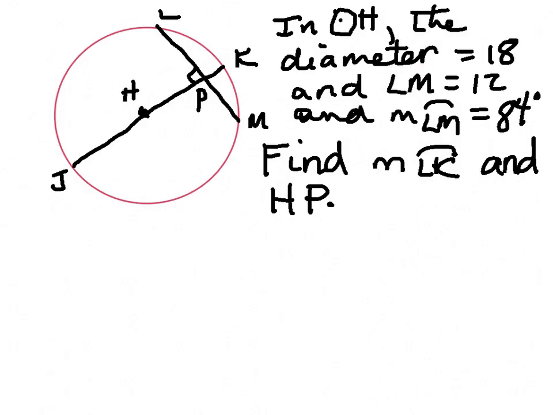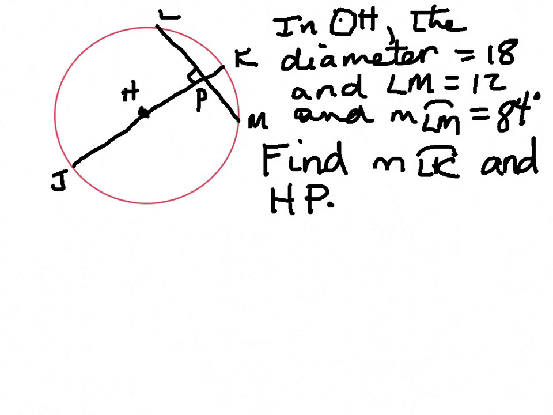So here's a tricky one. Why don't you give yourself about 2 minutes to solve this. In circle H, the diameter is 18 and LM is 12, and the measure of arc LM is 84. Find the measure of arc LK and HP. So pause the video, give yourself a couple of minutes, and then come back and see how you did. So let me show you how to do this, and you can check your answer.